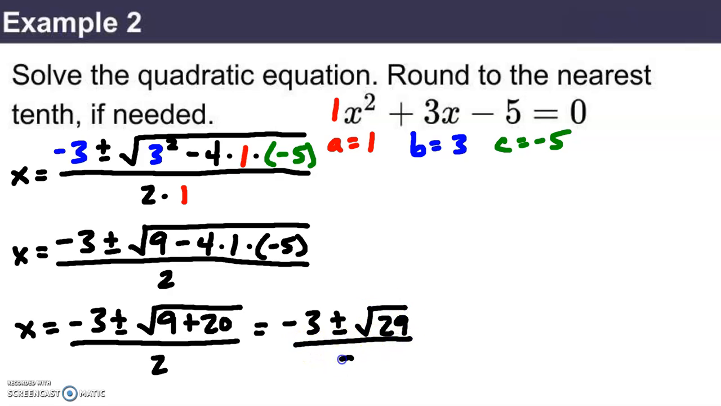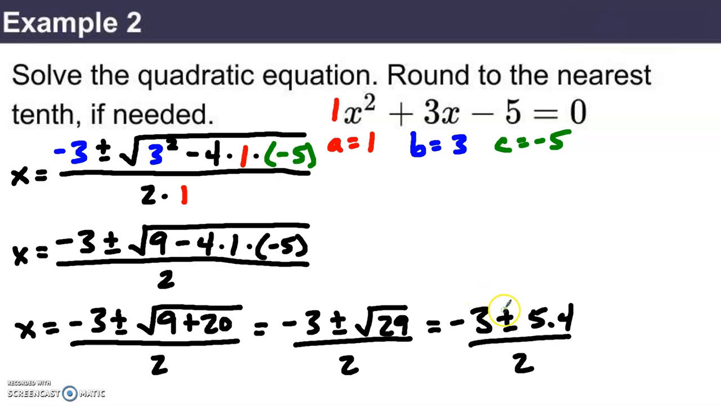Now the difference in this example is that the square root of 29 is not a nice number. It's not a perfect integer. It's not a whole number. But when I use my calculator to approximate the square root of 29, it said I could round to the nearest tenth. It's about 5.4.